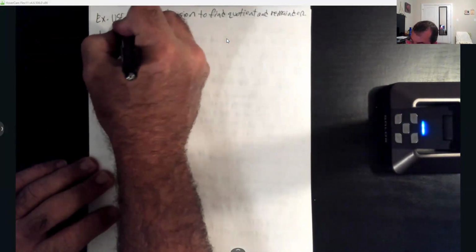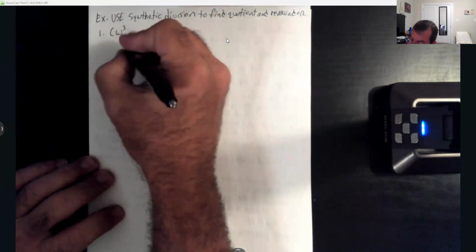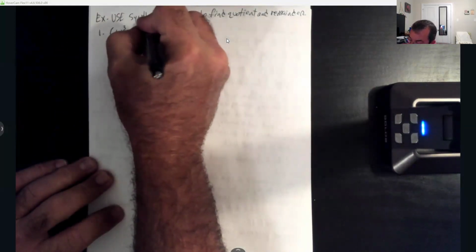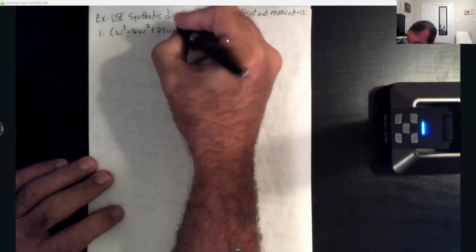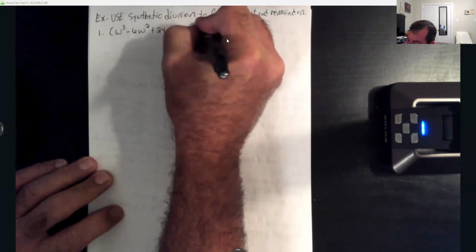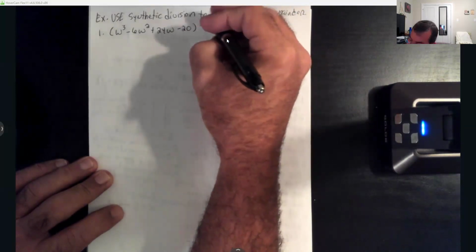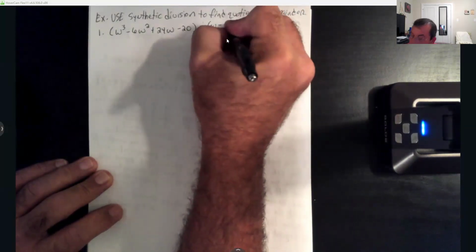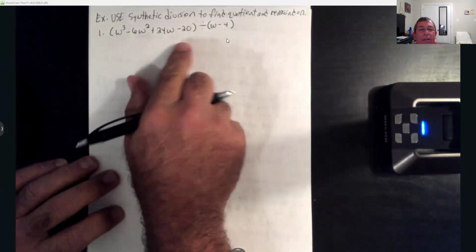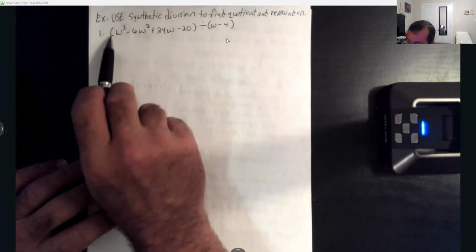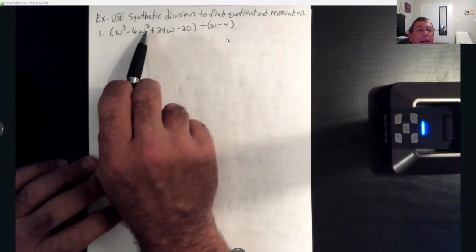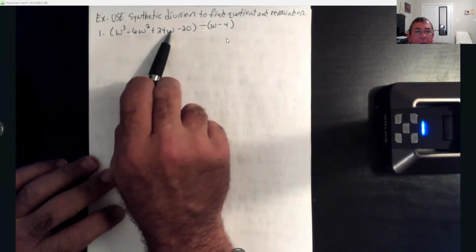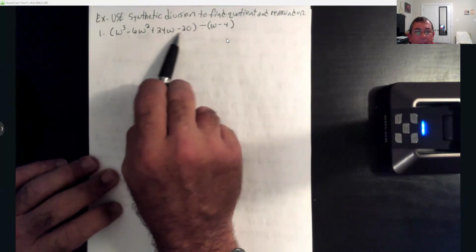All right, so support number 1 had w to the 3rd minus 6w squared plus 24w minus 20 divided by w minus 4. So I'm going to write my coefficients first. There's nothing missing. I got my w cubed, I got my w squared, I got my w, and I got my number. So there's no missing terms.